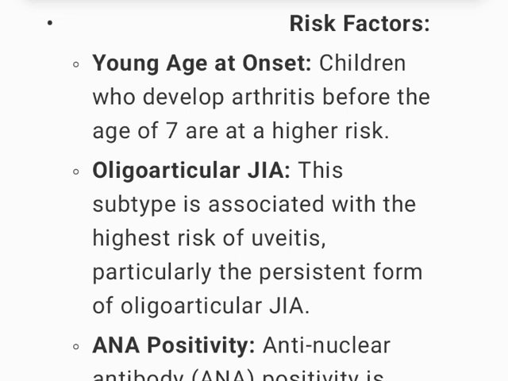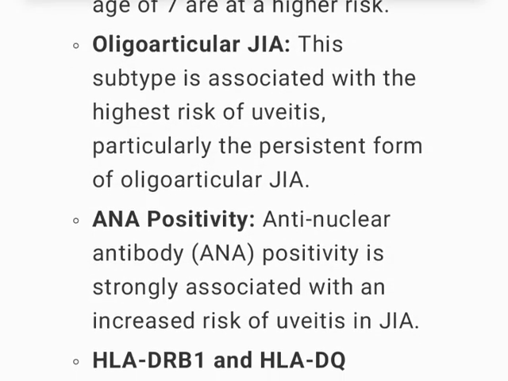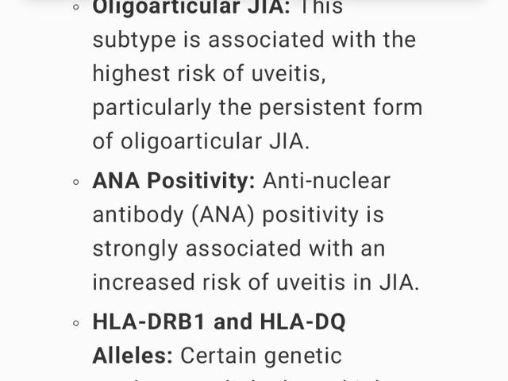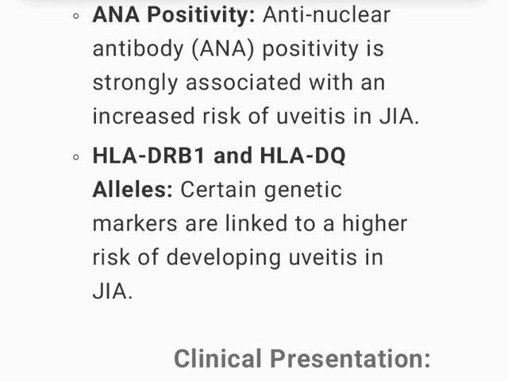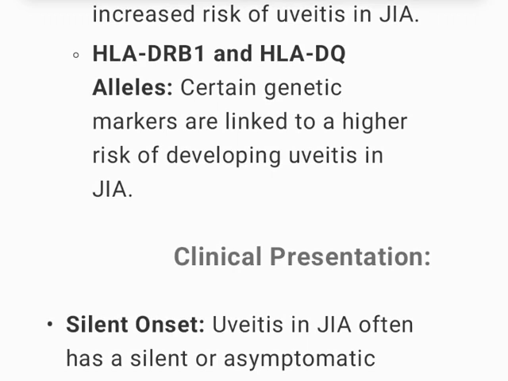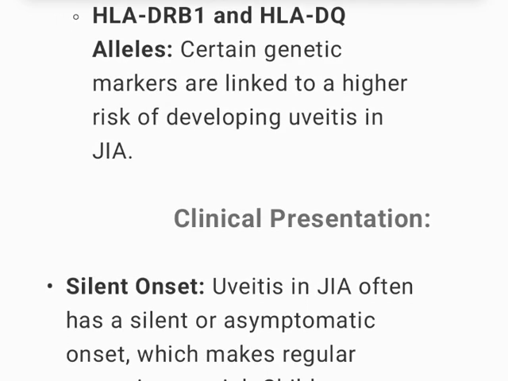Oligoarticular JIA. This subtype is associated with the highest risk of uveitis, particularly the persistent form of oligoarticular JIA. ANA positivity, anti-nuclear antibody. ANA positivity is strongly associated with an increased risk of uveitis in JIA. HLA-DRB1 and HLA-DQ alleles. Certain genetic markers are linked to a higher risk of developing uveitis in JIA.